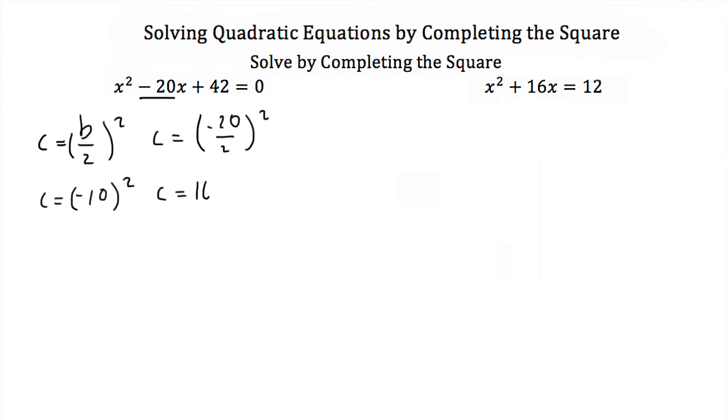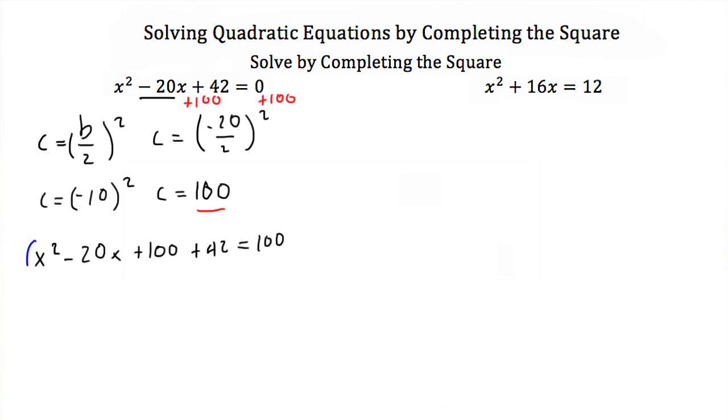Now negative 20 over 2 is negative 10, so c is equal to negative 10 squared, or my c is just equal to 100. So what I'm going to do is I'm going to take this 100 and add it to both sides of my equation. If I do that, I'll end up with x squared minus 20x plus 100 plus 42 is equal to 100.